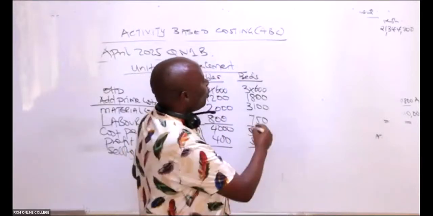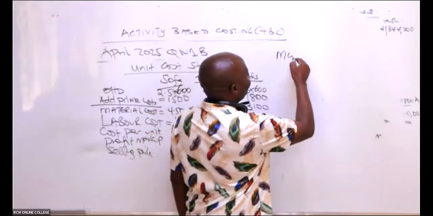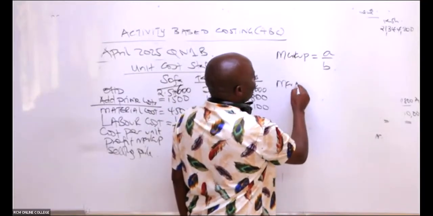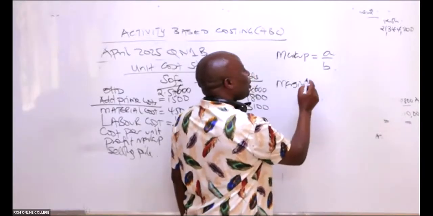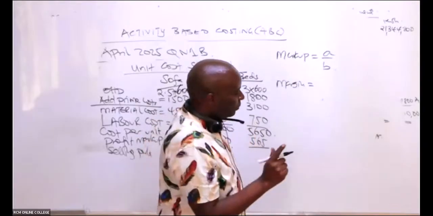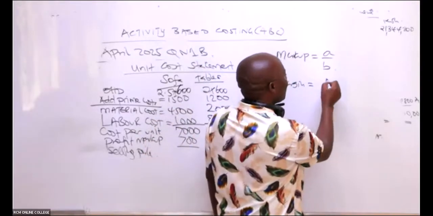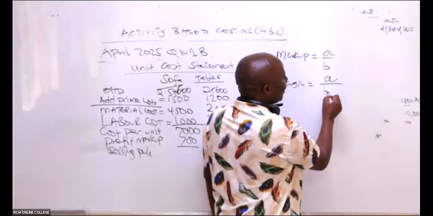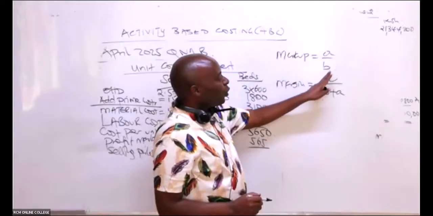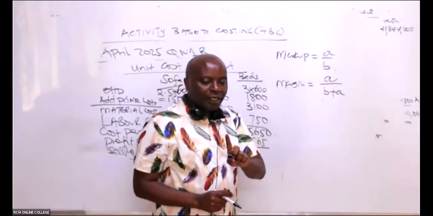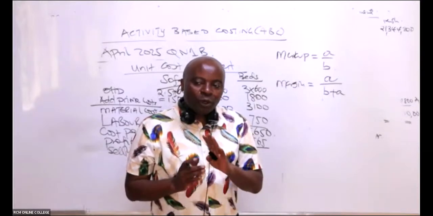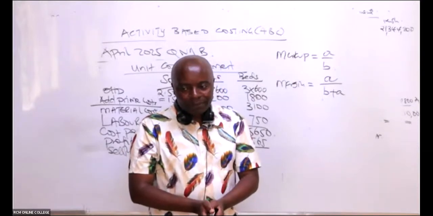Please listen. Whenever a markup is given as A over B, and you want to get margin, margin has a bigger base. So anytime you want to get margin, you should talk of A over B plus what here, somebody? A. The upper part will always be the same regardless of whether you're talking of markup or margin. But margin has always a bigger base.